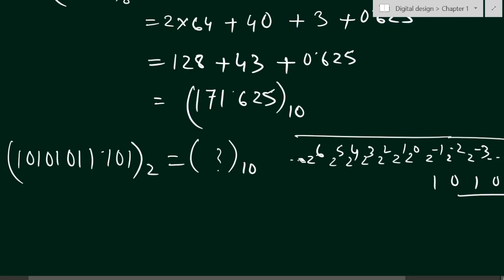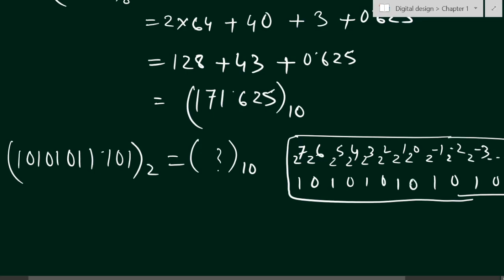Suppose here we have another position, that is 2 to the power 7. So here we put these values 1010 1011. This is the number. After the decimal we have 101, and the integer part is this. So now let us find out the decimal equivalent.